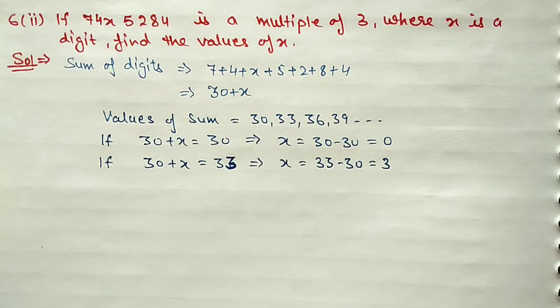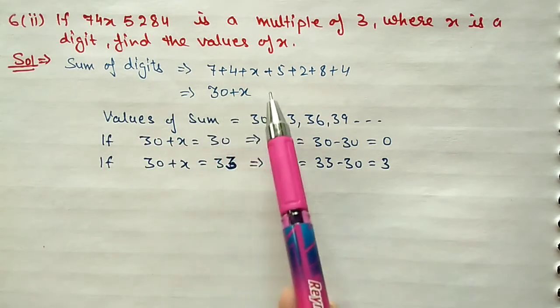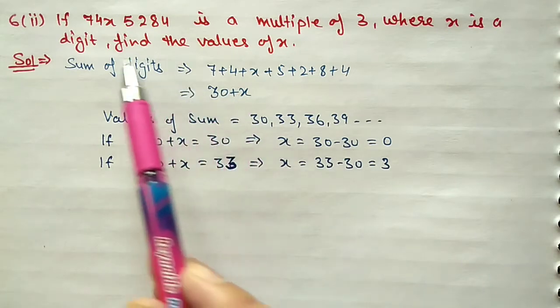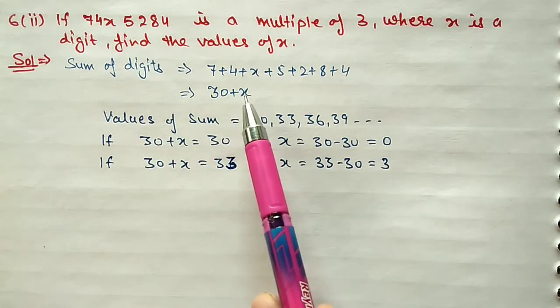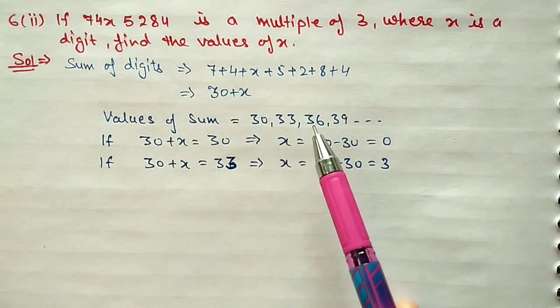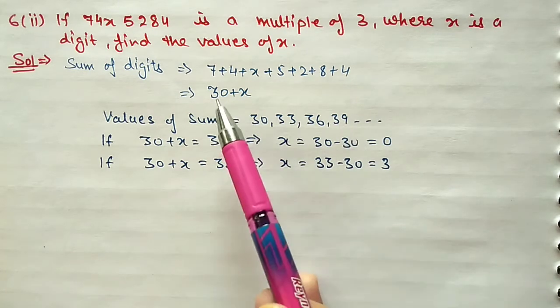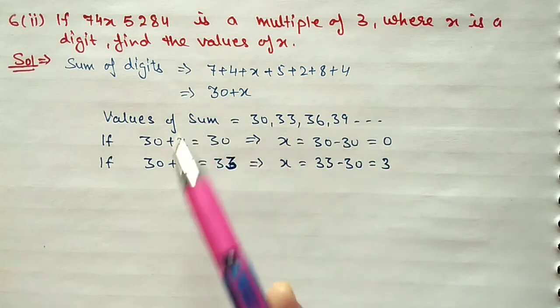Next, question number 6, the second part: if 74x5284 is a multiple of 3 where x is a digit, find the value of x. So here we will check the divisibility of 3. For that we have to add all the digits and check this sum should come in 3 table. So after adding all the digits we are getting 30 plus x. This 30 plus x should come in 3 table. So possible values will be 30, 33, 36, 39.